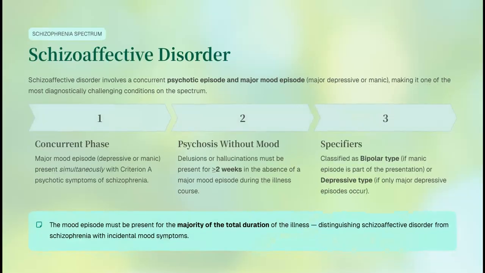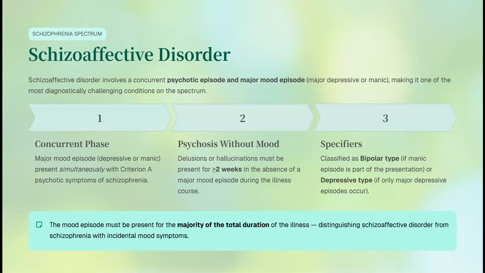And then we have schizoaffective disorder. So schizoaffective disorder is tricky to diagnose because it combines two major features: psychotic symptoms and a mood disorder, which is happening at the same time. So they have psychotic symptoms and they might have major depressive symptoms, or they have psychotic symptoms and manic. So it makes it one of the most challenging conditions.